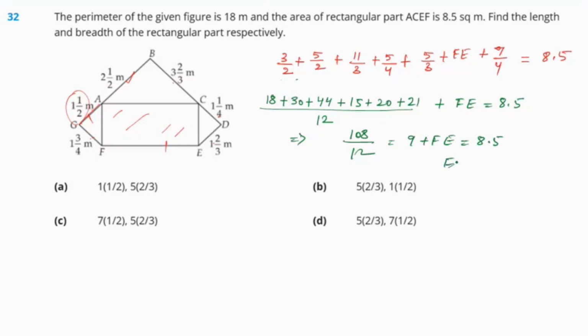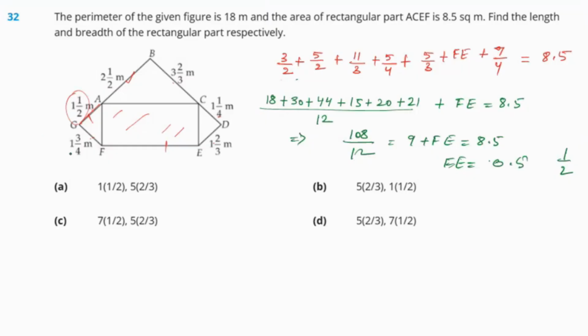So the length of FE we will get as 9 minus 8.5, so that we get 0.5, which we can write as 1 by 2.